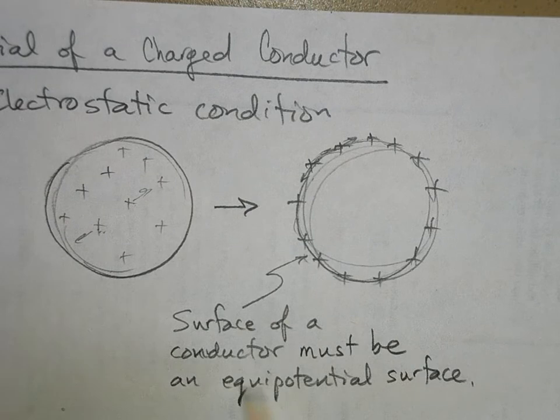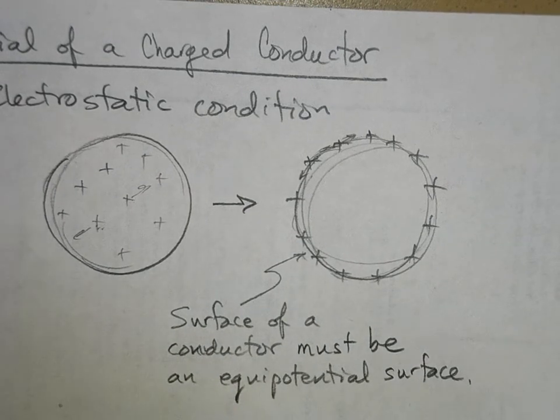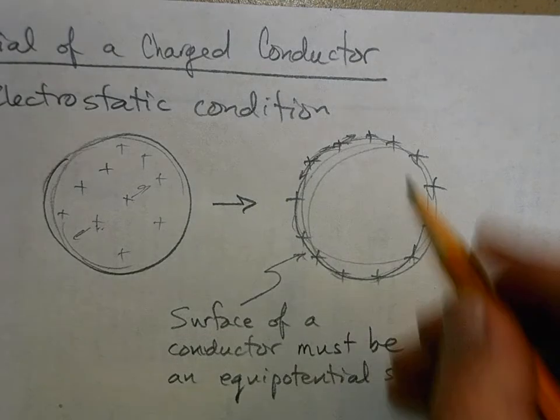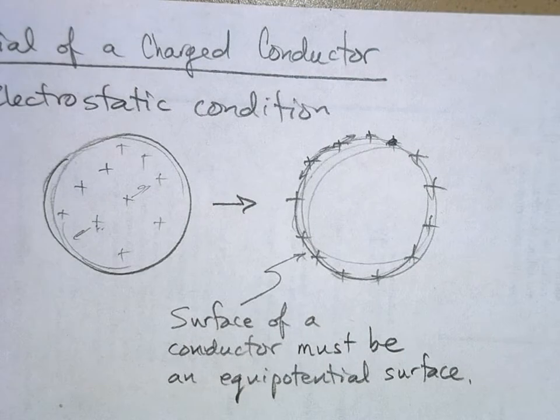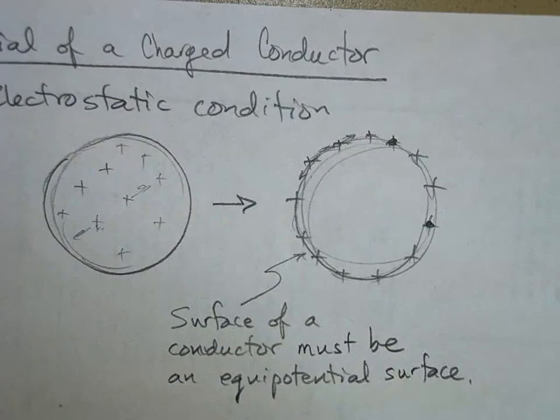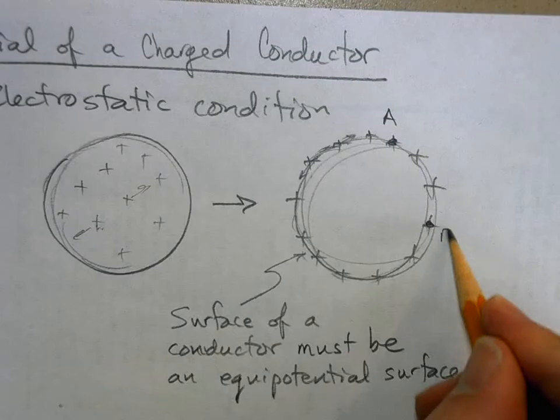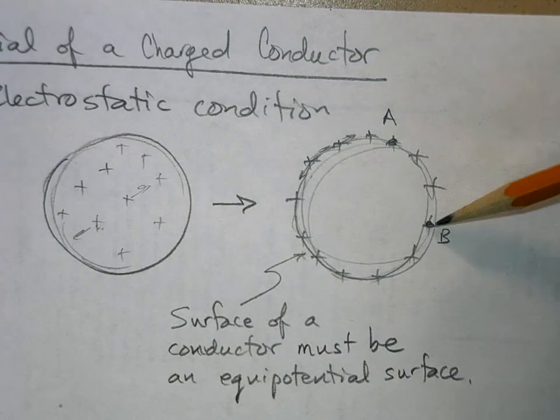Now, why is the surface of a conductor an equipotential surface? Because if there was a voltage difference, let's take a look at this location and this location. We'll call this A and this B. If there was a potential difference between A and B, charge would flow. You'd have a current.